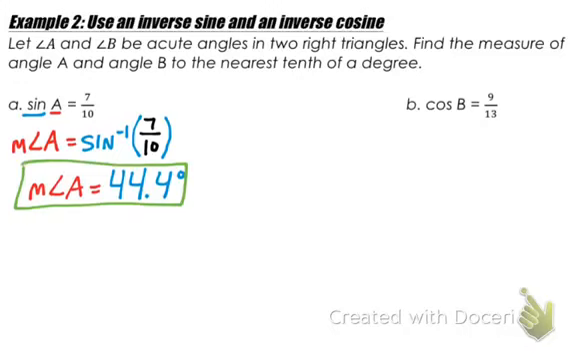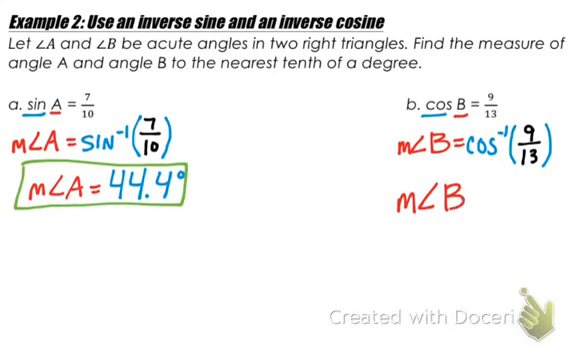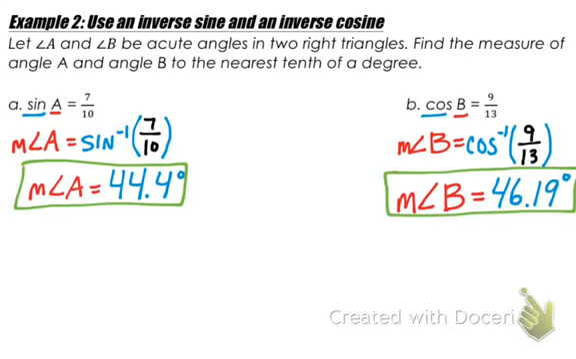With B, to find the measurement of angle B, if cosine of B is equal to 9 over 13, the measurement of angle B is equal to the inverse cosine of 9 over 13. Type that in your calculator, and we get 46.19 degrees.